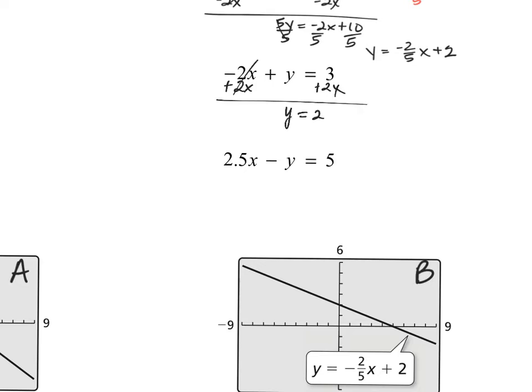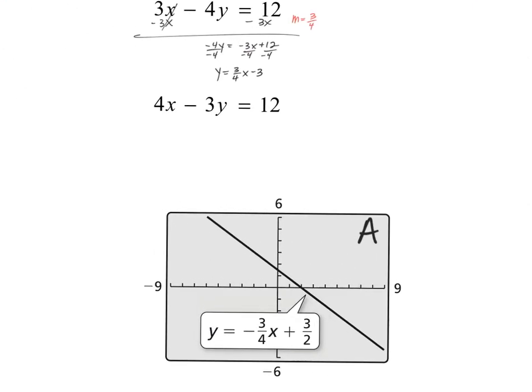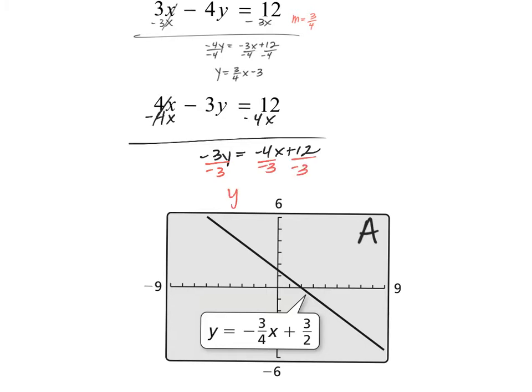Y is equal to 2x plus 3. So our slope is 2. Then we have minus 4x minus 4x. Negative 3y is equal to negative 4x plus 12. Divide by negative 3. Y is equal to 4/3 x minus 4. So our m is 4/3.